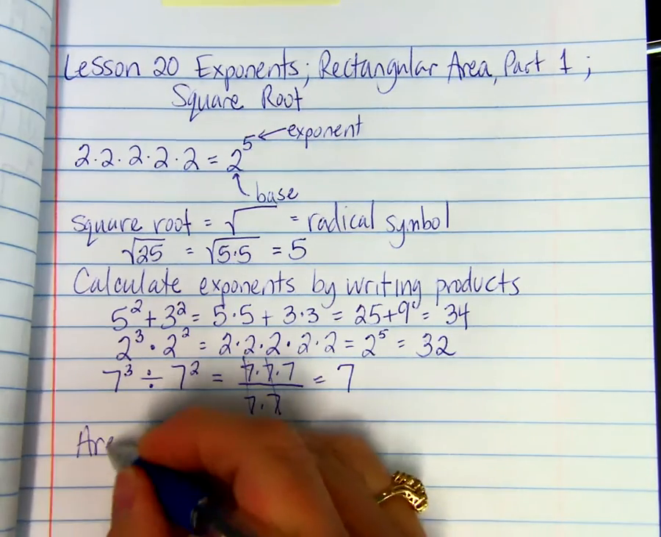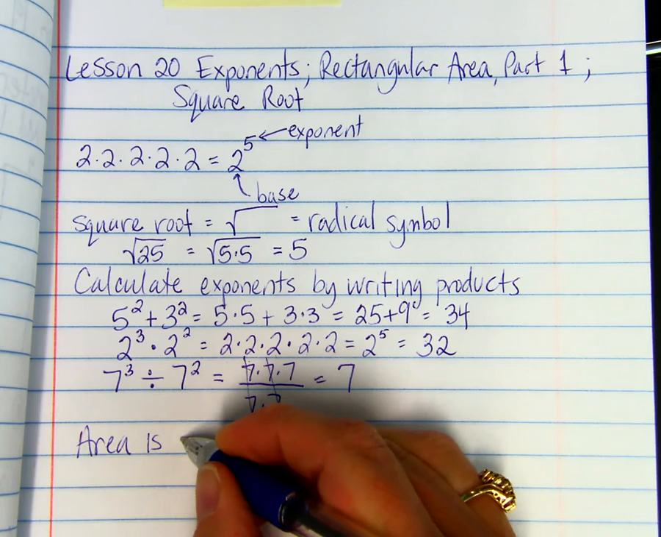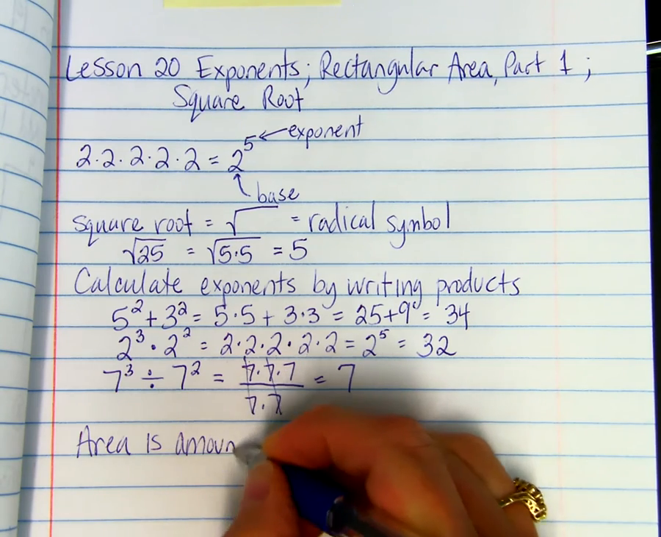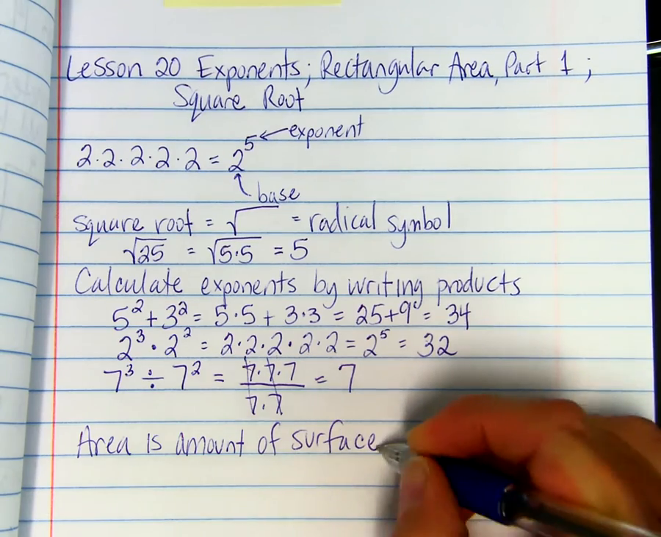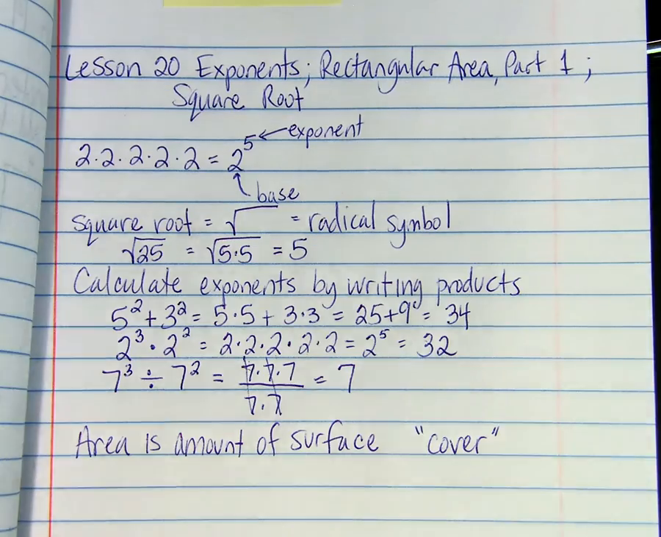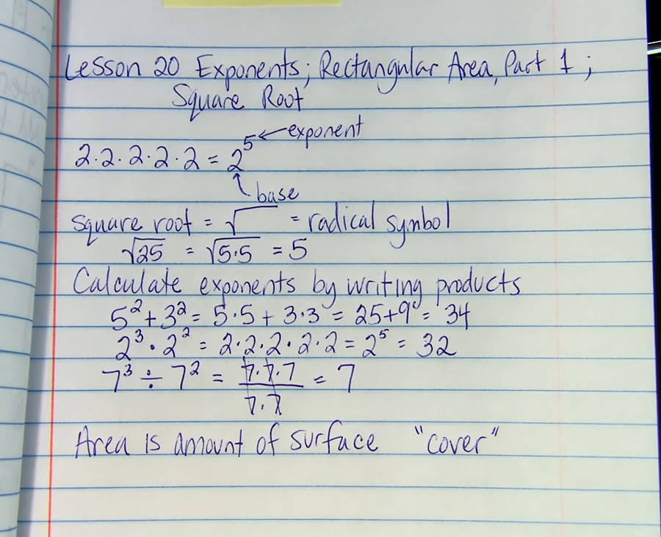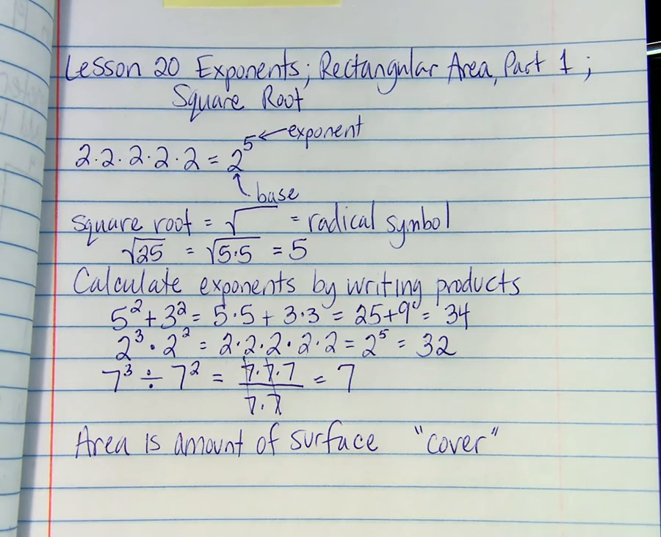Area is the amount of surface. It's like cover, or how much we would need to cover a certain spot. So for instance, on our floor, to carpet the floor, we had to find the area so that we knew how many little or big squares of carpet that we needed to cover the floor.